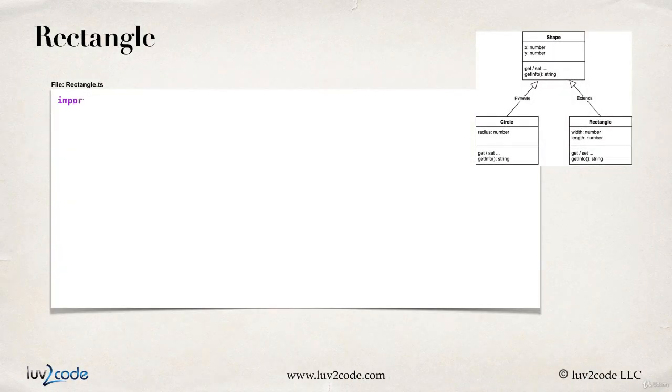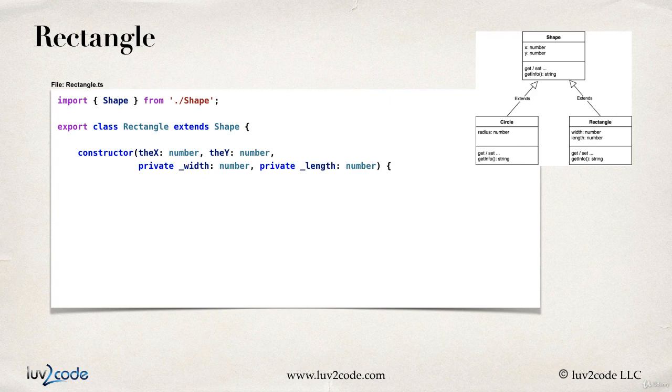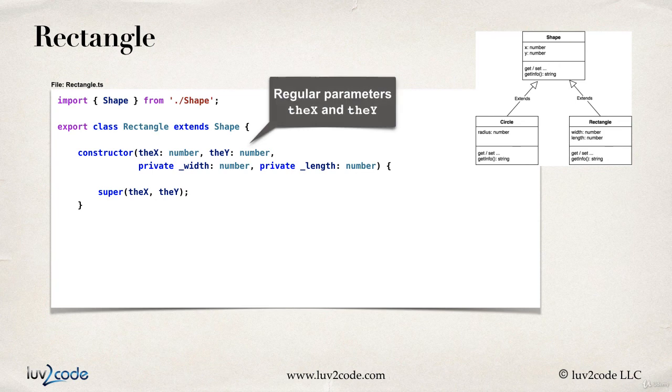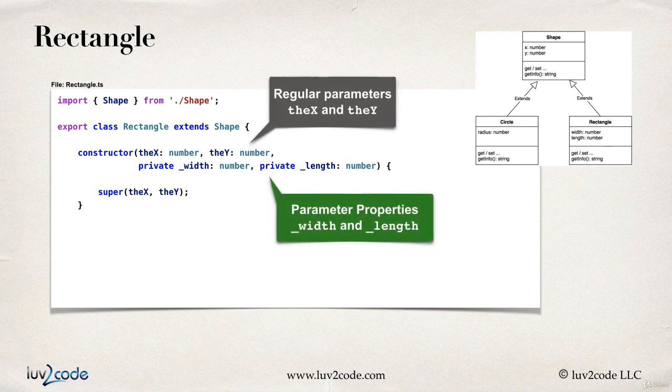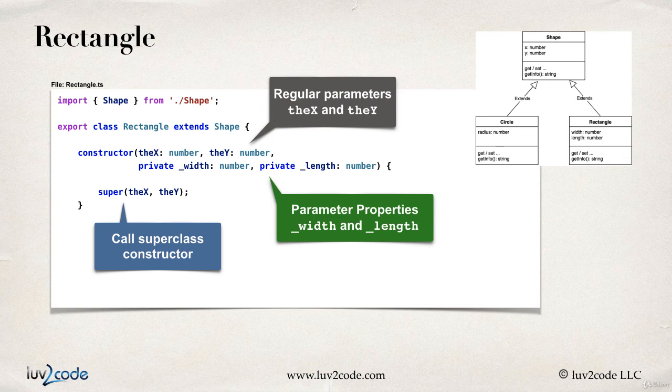Alrighty, so let's extend our example a bit more and create the rectangle subclass. Rectangle extends shape. We have our constructor. Our constructor makes use of two regular parameters, the X and the Y, and also two parameter properties for the width and the length for this given rectangle. Then we also call the superclass constructor by doing super, the X, comma, the Y.